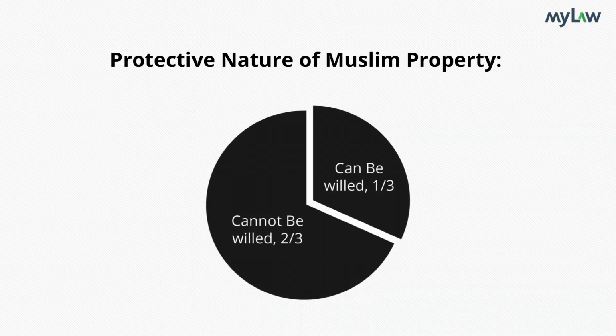Another protective aspect of the Sharia law is that in the interest of his dependents, a Muslim man can only will his properties up to a maximum of 1/3. The remainder must be left for his heirs.